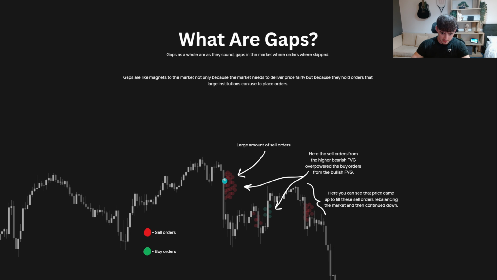Here we have a large amount of sell orders in this big fair value gap. Here, the sell orders from the higher bearish fair value gap overpower the buy orders from the bullish fair value gap. So you can see here we push down from here, and so the orders in this fair value gap overpower the bullish in here, and then we move down. Here you can see that price came up to fill these sell orders, rebalance the market before it continued down. Okay, so we come up, fill the orders in here, and then we continue down.